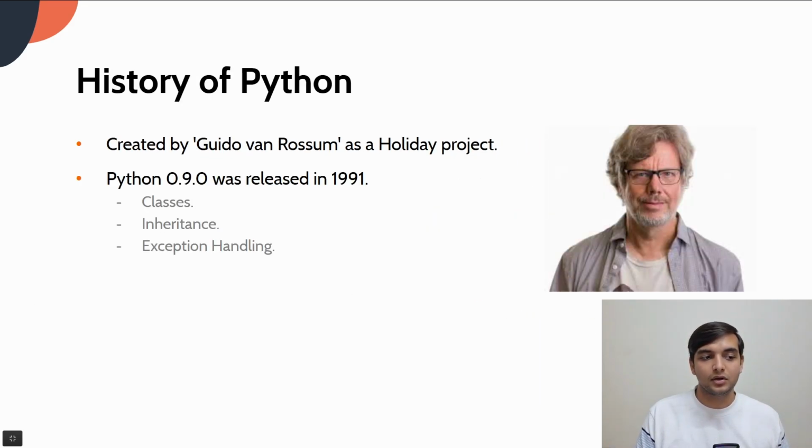Moving on with the history of Python. Python was created by Guido van Rossum. I'm sorry if I pronounced it wrong. And it was made as a holiday project. Yeah, holiday project. Python 0.9.0 was released in the year 1991. It had some amazing features like classes, inheritance, and exception handling. And in some way, we still use these features in our day-to-day coding.